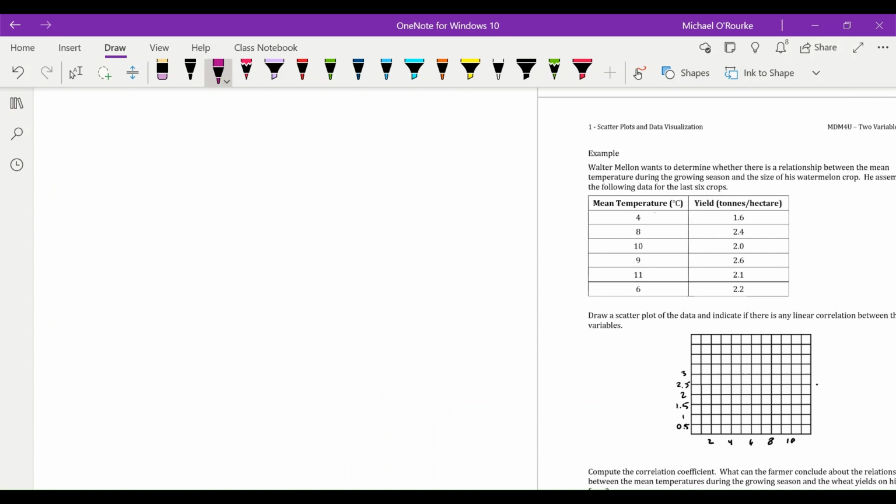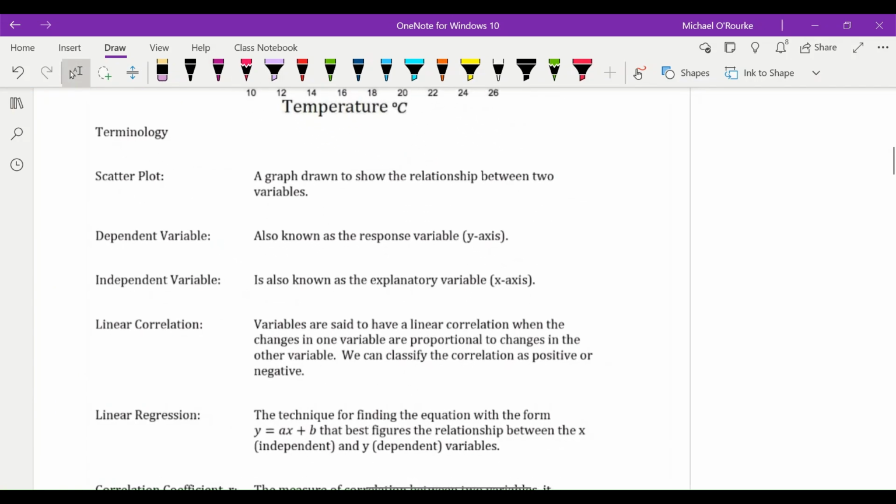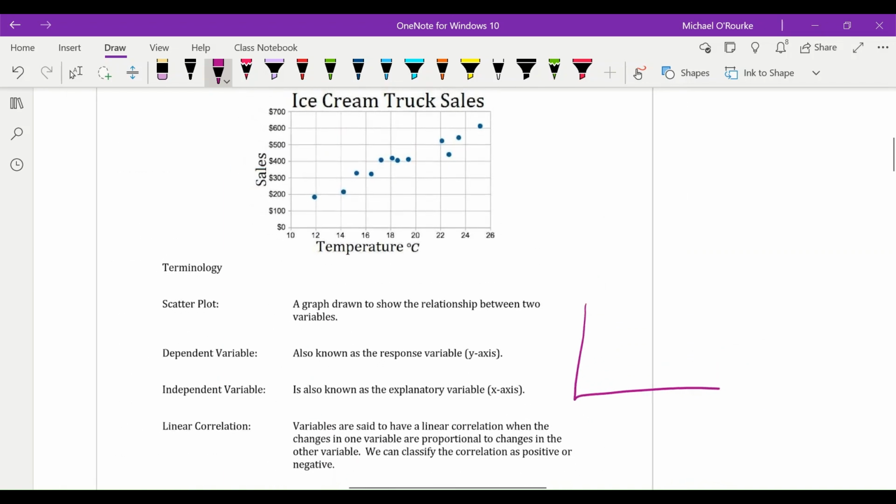The second thing here is we're talking about independent and dependent variables. So when you're graphing here, which axis do you put everything on? Okay, where does the dependent one go? Where does the independent one go? Now, the way I work this out is I say it out loud. So if we're looking at ice cream trucks here, ice cream truck sales, the independent always goes along the x-axis and the dependent goes along the y-axis.